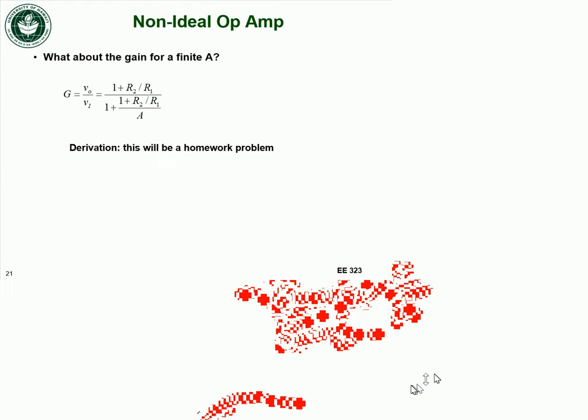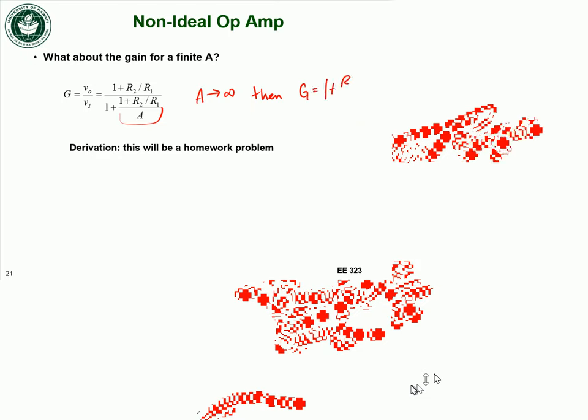So let's look at the non-ideal case again, where we are assuming that the open loop gain is finite, so it's not infinite anymore. And if you want to write the gain equation for that, it looks like this. Just like with the inverting amplifier, I have A in a term in the denominator. And if A goes to infinity, then my gain becomes my ideal gain once again.